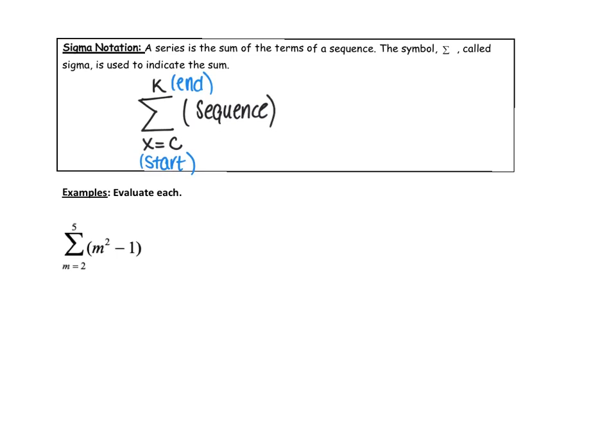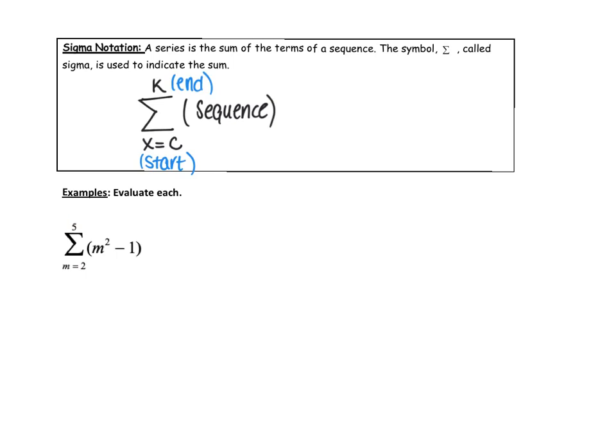So let's do an example. In this problem, I'm asking you to evaluate the sum from term equals 2 to term equals 5, given that this is your sequence. So all you have to do is say, okay, if this is my pattern for my sequence, I'm going to start with 2 and end with 5.